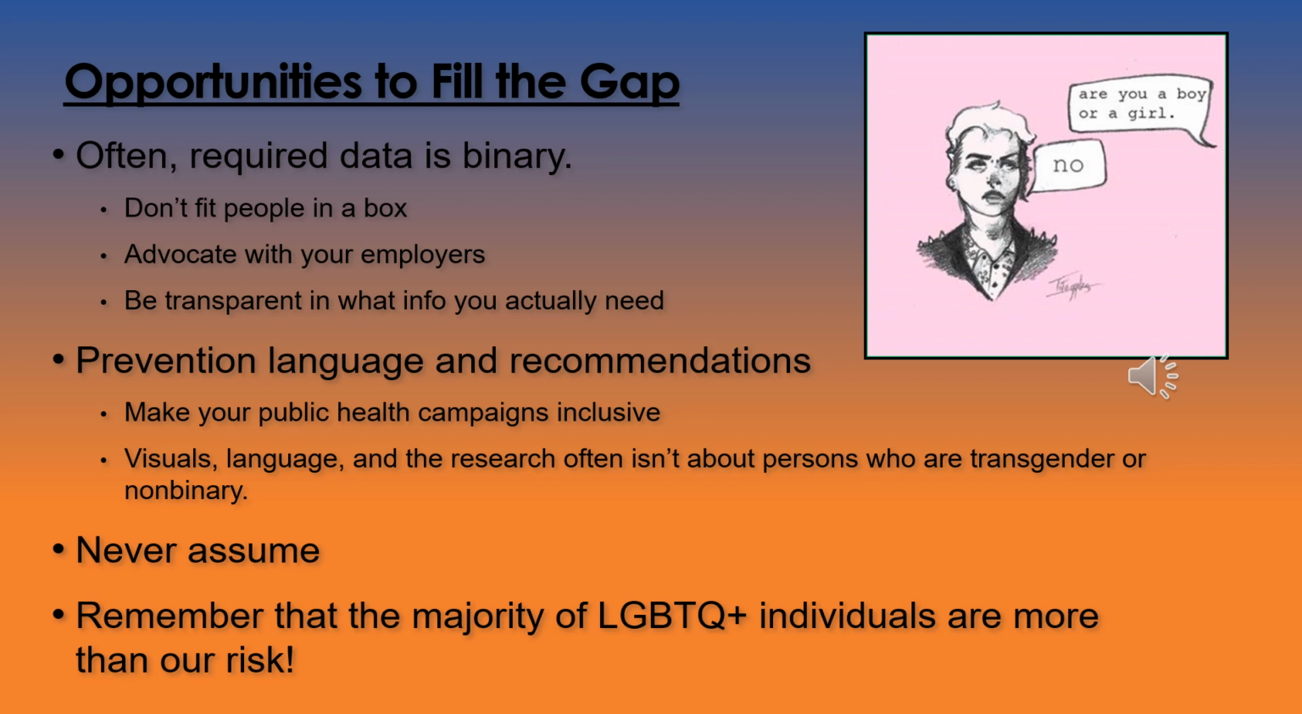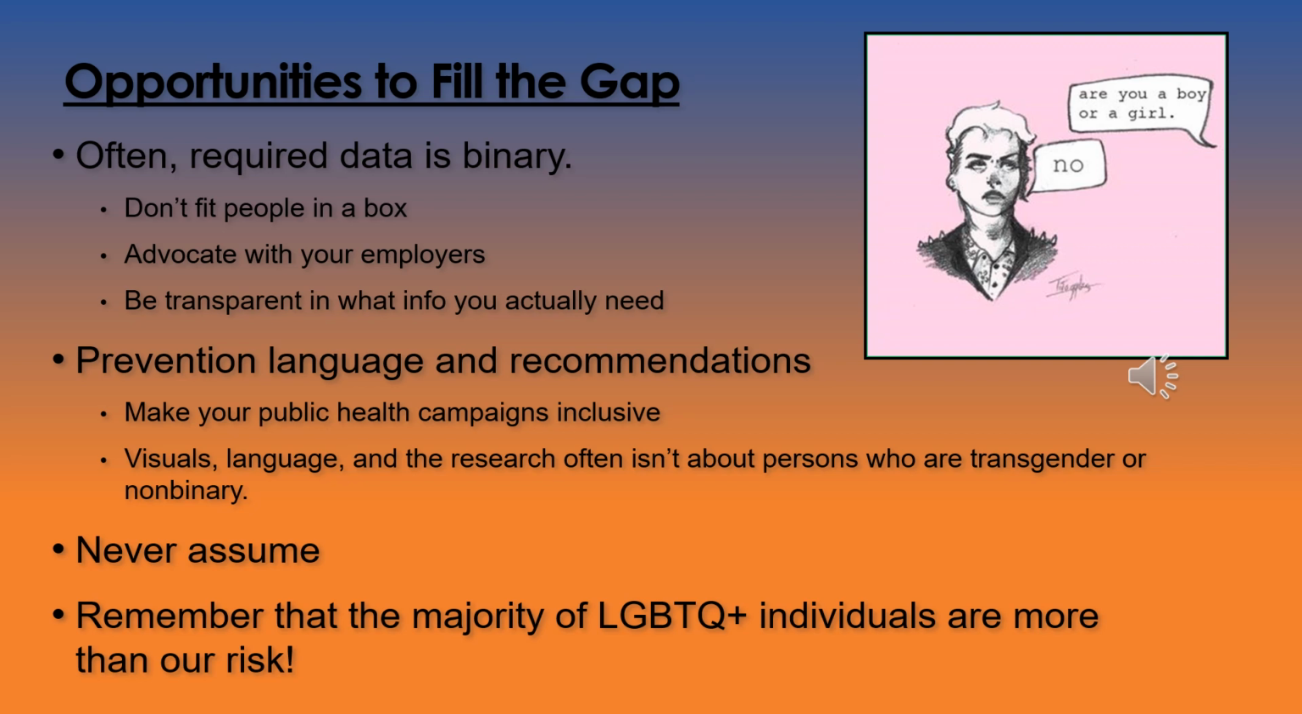So in conclusion, we have opportunities to fill the gap, and this is where we're going to try to be better. This is where we look at what institutional barriers are out there and try to find ways to improve them so that we have more gender-affirming care. For instance, required data is often binary. When people check into the hospital, are you male or female? Basically, we need to create programs with fewer barriers that don't fit people into a box.